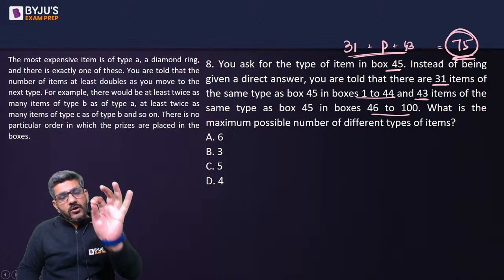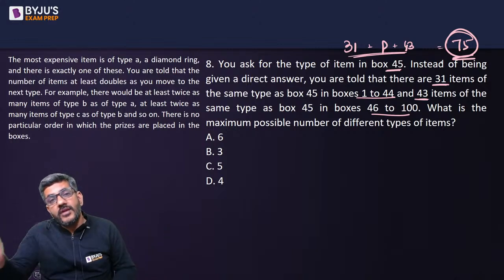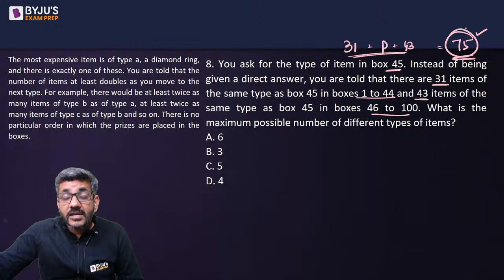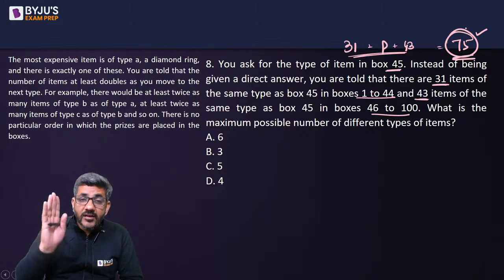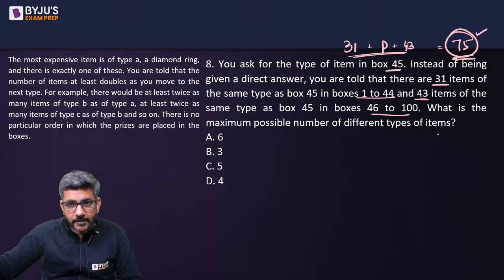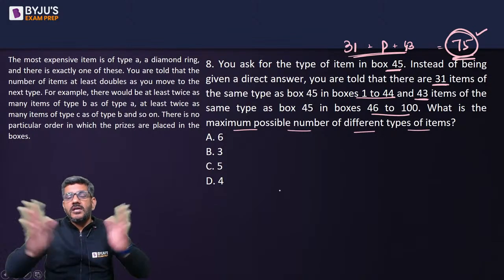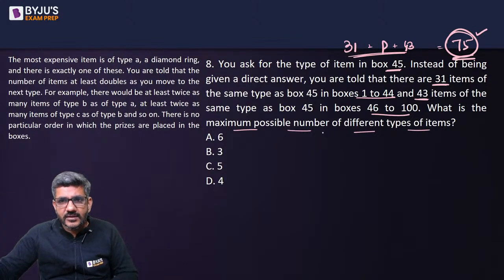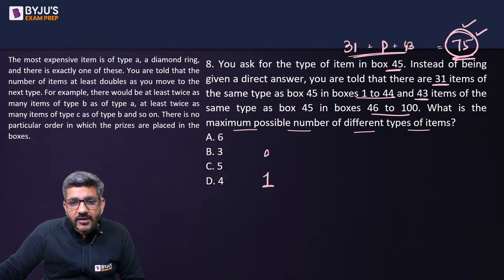एक तो टाइप पी है बॉक्स 45 में, और उसी टाइप के 31 है उससे पहले, और 43 है उसके बाद. So in total we have 75 prizes. In total we have 75 prizes of one single type. What is the maximum possible number of different types of item? तो हम टोटल टाइप्स को हमें मैक्सिमाइज करना है, कितनी हो सकती है. एक टाइप के 75 है, तो एक तो A1 हो गया.